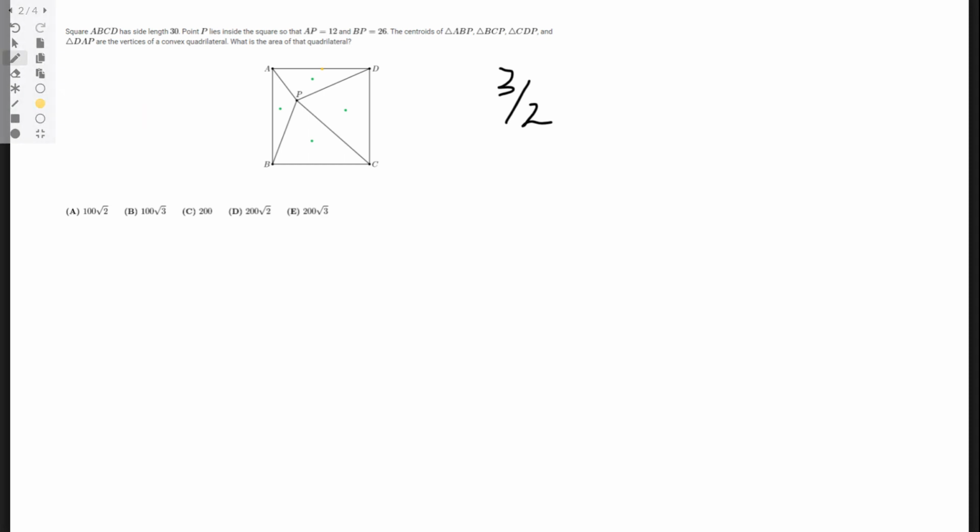Similarly, if we take the homothety at P with scale factor 3/2, this will send this green point to the midpoint of DC, this to the midpoint of BC, and this to the midpoint of AB. And because homothety is a dilation, we are guaranteed that the quadrilateral formed by these yellow vertices is similar to the quadrilateral formed by the green vertices. So what that means is once we find the area of the quadrilateral in yellow, then because we also know the scale factor, we can scale down the area accordingly to find the area of the green figure.